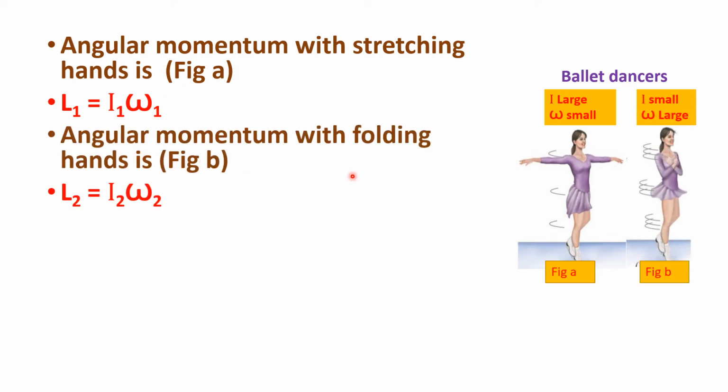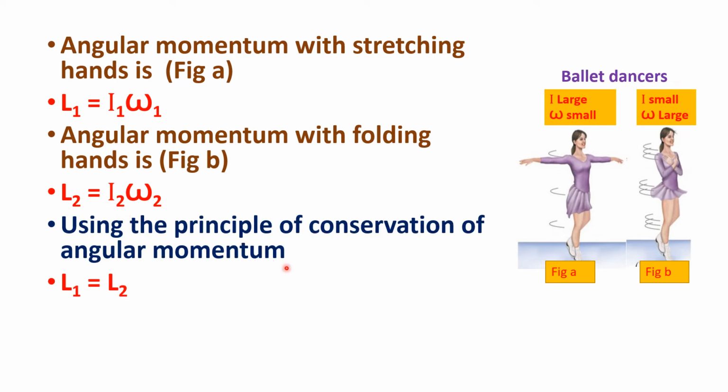Angular momentum with folding hands, as shown in figure B, is L2 = I2 ω2. Using the principle of conservation of angular momentum, L1 = L2 because the total momentum of the system remains constant. Hence, we can write I1 ω1 = I2 ω2. This is the formula for the principle of conservation of angular momentum.